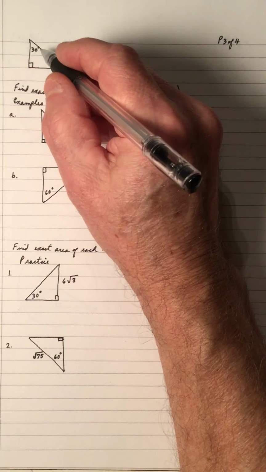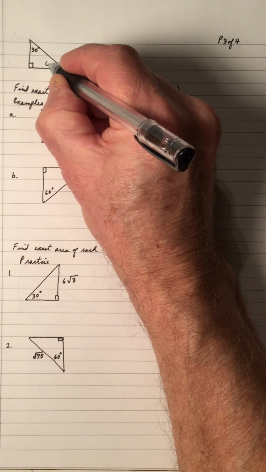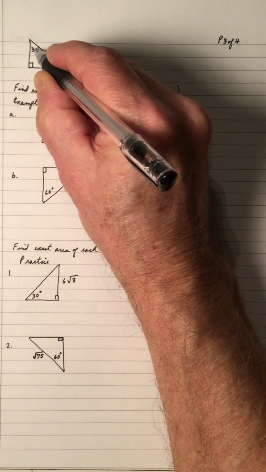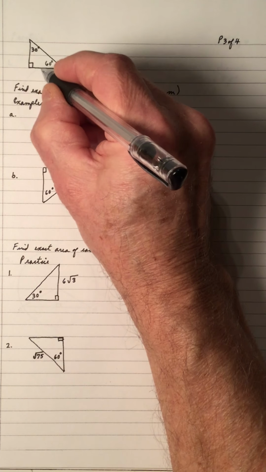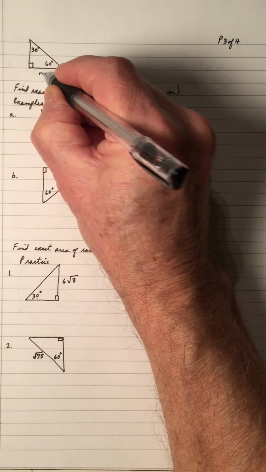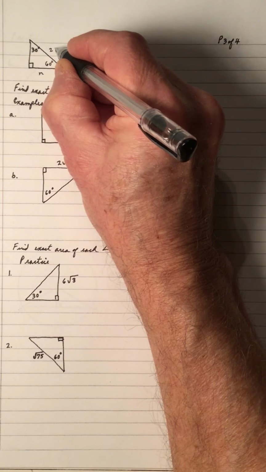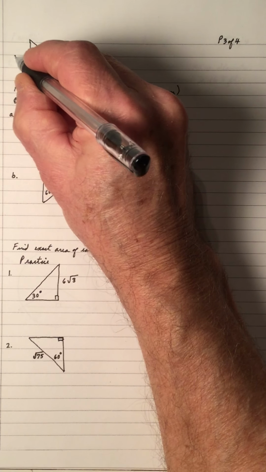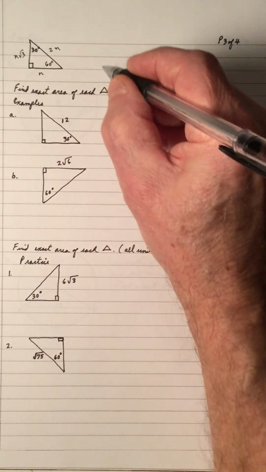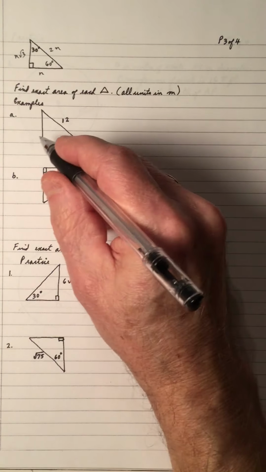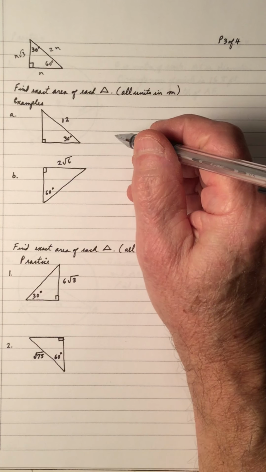And we have a 30, 60, 90 again. That's a 30, so that's a 60. Again, 180 degrees in a triangle. Opposite to 30 is n. Opposite to 90 is 2n. Opposite to 60 is n root 3. So I'm going to use that again to find the length of the sides.